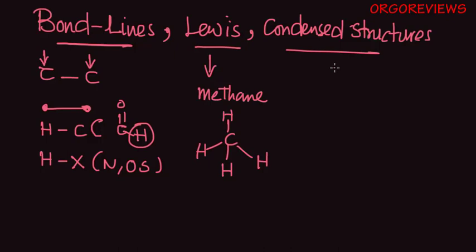In the condensed structure form, the structure of methane will be represented by just the atoms and how many of them form the structure. So there's only one carbon in the structure of methane and 4 hydrogens, so that is made as a subscript. Now, we're going to take a dive into each one of these and illustrate it with more examples.